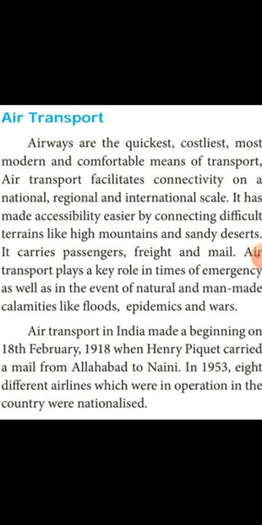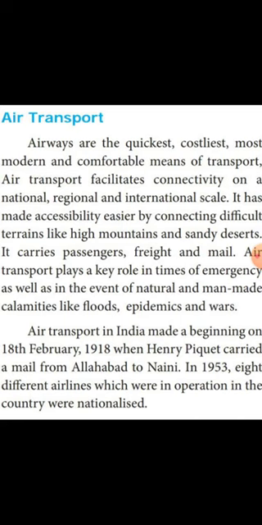Air transport also provides connectivity on national, regional and international scale. National means within the country, one state to another state. Regional means within the state, one district to another district. International means between countries, one country to another country.